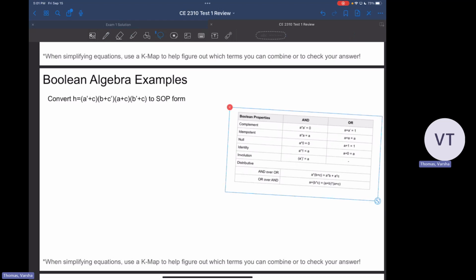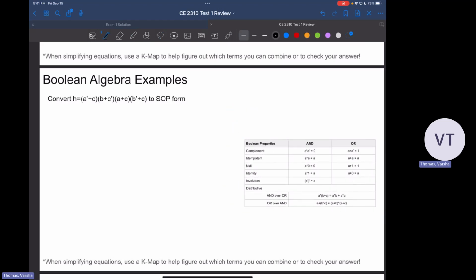Okay, I'm just going to copy my properties here. If I was writing out all the properties, I would use that table, but in the interest of time, I'm not going to. So you're given this equation H in product of sum form, and you're asked to convert it to sum of products form. You are going to apply the distributive property, and here I want to go 2 terms at a time, just so I can simplify things that can be done.